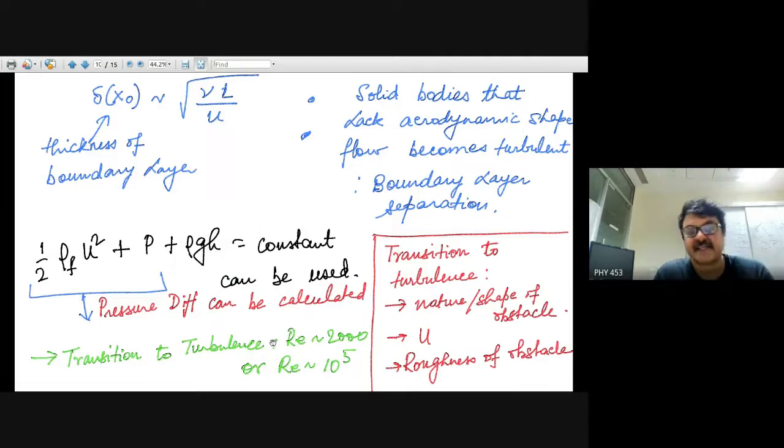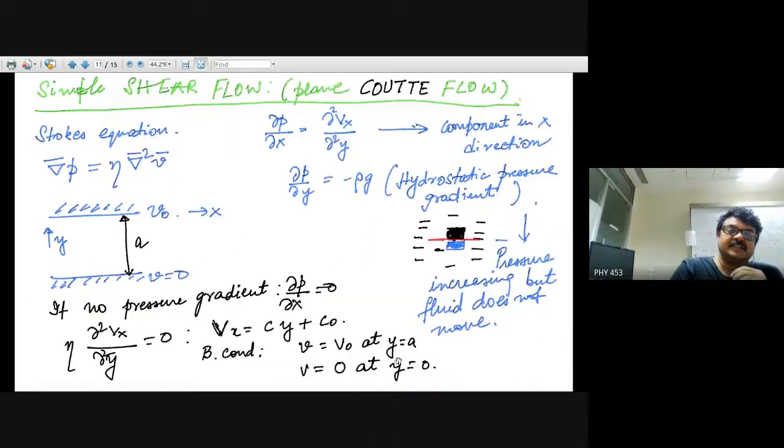Transition to turbulence can happen at a Reynolds number of 2000 or even closer to 1, or it can happen even as high as 10 to the power 5. It depends upon the nature and shape of the obstacle, the velocity, of course the Reynolds number, and also the roughness of the obstacle. So when exactly a fluid will become turbulent under a given set of conditions is not a perfectly solved problem. There's no universal number at which it will become turbulent. It depends on the Reynolds number and many other factors, boundaries and so on. So every time you have to calculate, observe or measure when the transition takes place.